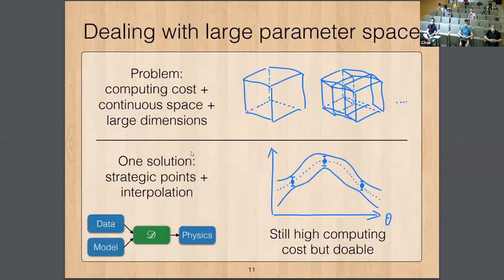Okay, and the other question, for the large parameter space. The problem really is computational, because there's a large parameter space and it's also continuous, and it's very computationally intensive to get any predictions from each single point. It's hours to days. And the solution people usually adopt in these kinds of analyses is to do interpolation, essentially. So we pick some points, we evaluate to high precision, and we interpolate. This will give us something that's still high computing cost, but it's at least doable.